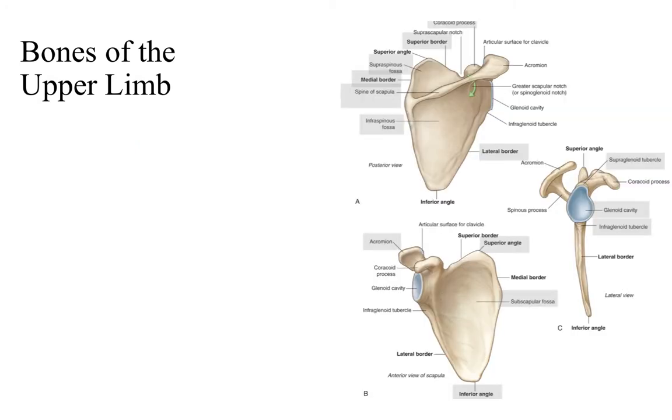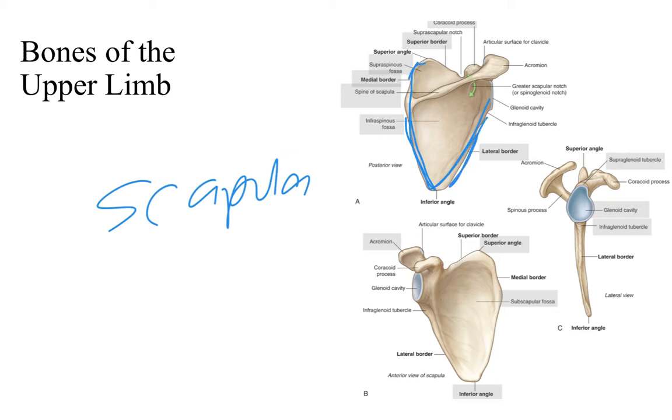Next, we'll continue on with that girdle part of the upper limb and talk about the scapula. The scapula, of course, is this shovel-shaped bone on the back of the thoracic cavity, outside of the ribs. There is a medial border and a lateral border. The medial border is going to face towards the vertebral column, and the lateral border is going to face away from the vertebral column toward the arm.